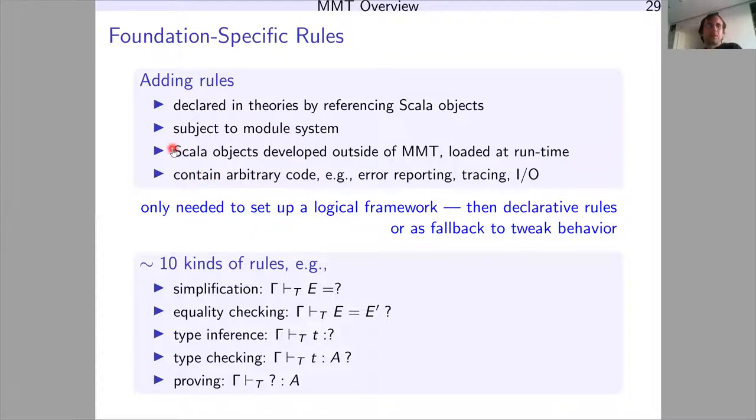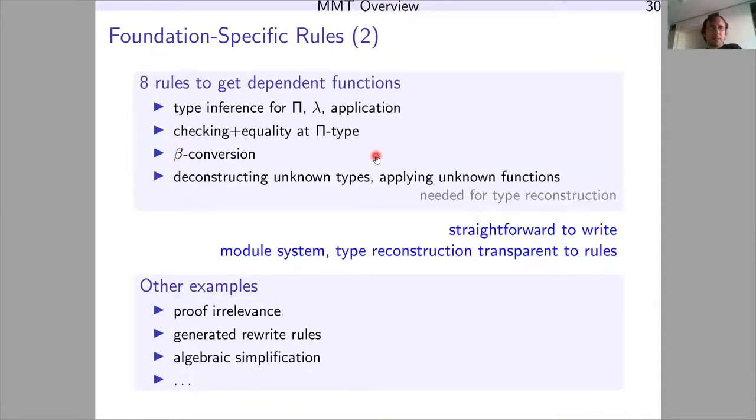So users just write those roots in Scala and inject them into the MMT type checker at runtime. So you don't have to recompile MMT. You write your roots in a separate project, tell MMT where they are, they're loaded at runtime, and they're immediately used in the kernel. Those roots are subject to the module system themselves, so you can put the typing roots in exactly those contexts in which you want them to be used. Let me jump forward to an example.